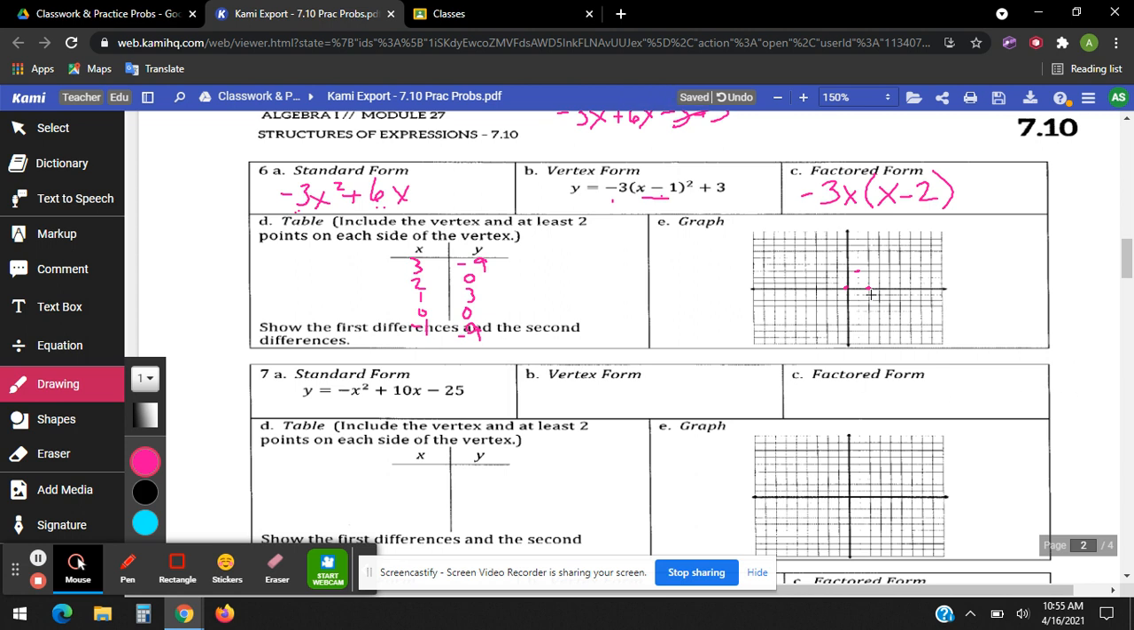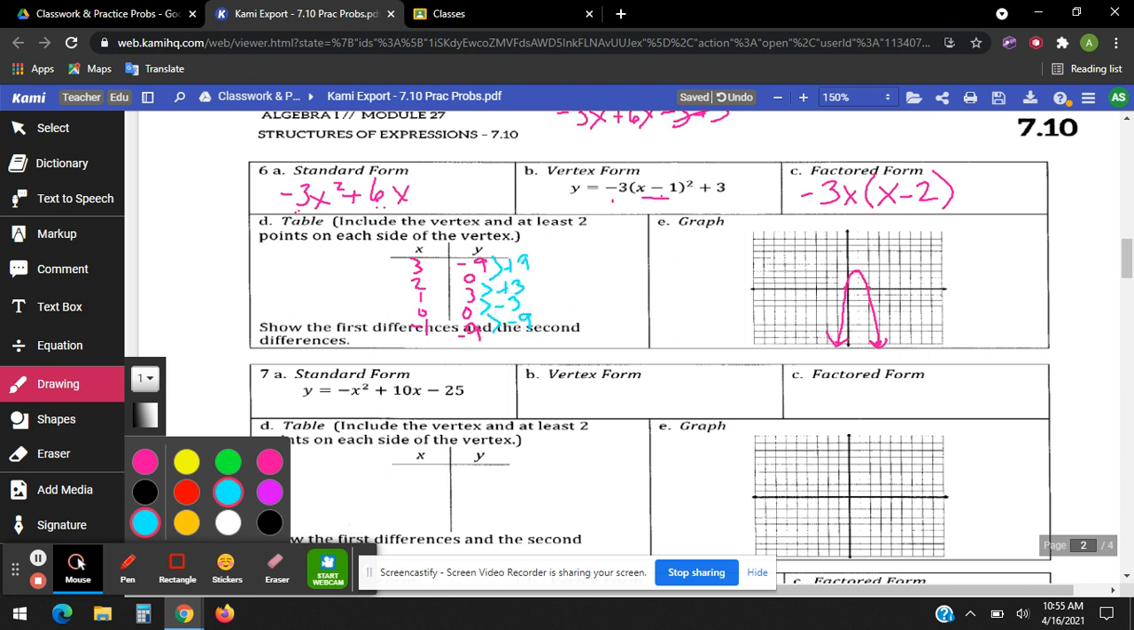So let's see where this one ends up. 1, 2, 3, 4, 5, 6, 7, 8, 9. Right at the bottom. That made it easy. And negative 9 on this one here. Okay, so we need to show those first and second differences. So here I have to do a plus 9. This one's a plus 3. This one is a minus 3. This one's a minus 9.